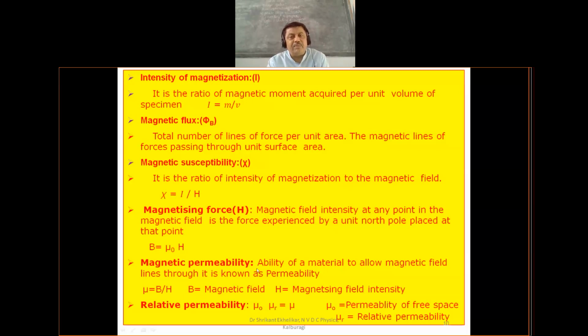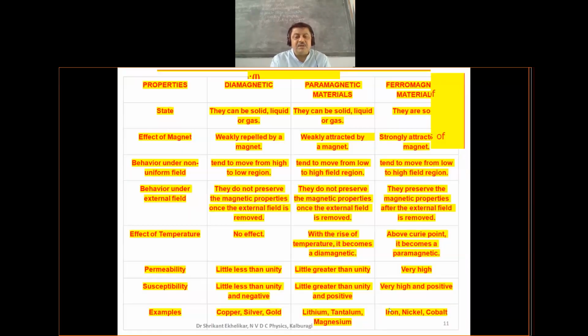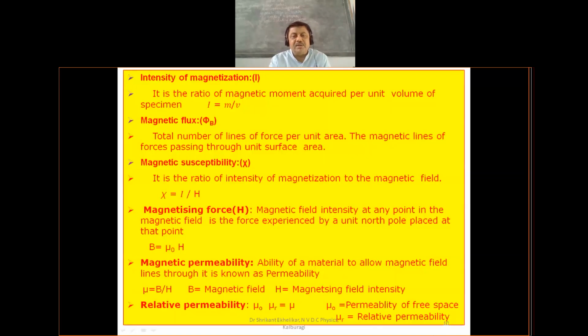Magnetic permeability is the ability of a material to allow the magnetic lines of force to pass, represented by mu is equal to B by H, where B is magnetic field and H is magnetizing field. Relative permeability is mu R. The product of mu naught into mu R is the permeability. So mu is equal to mu naught into mu R, or mu R is equal to mu divided by mu naught, where mu naught is the permeability of free space, a constant, and mu R is relative permeability.